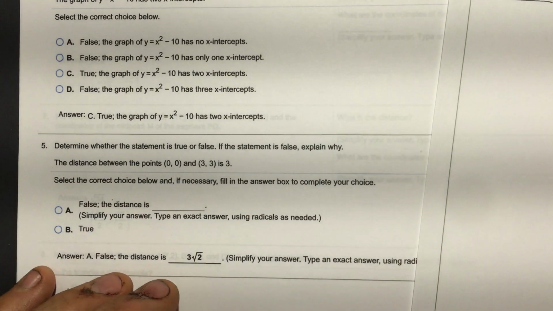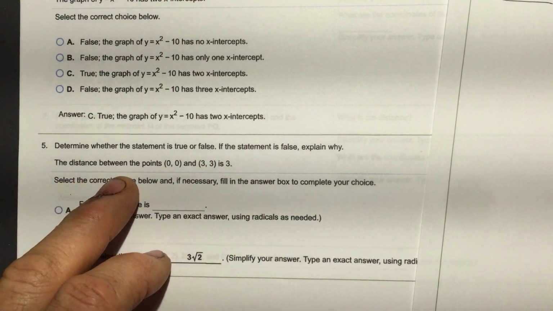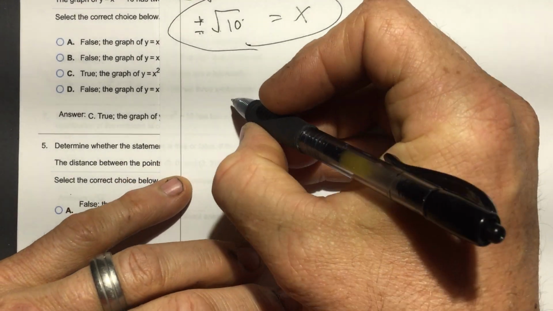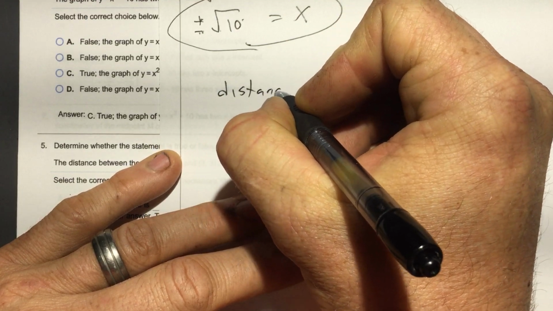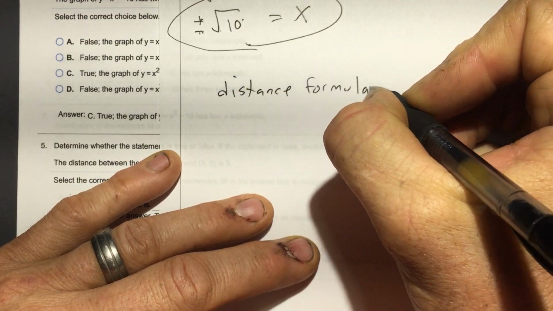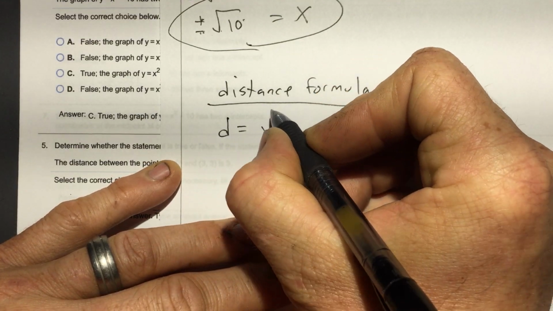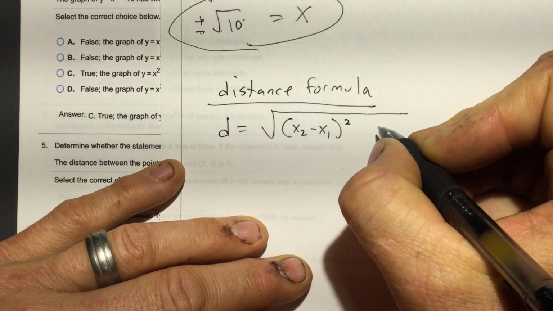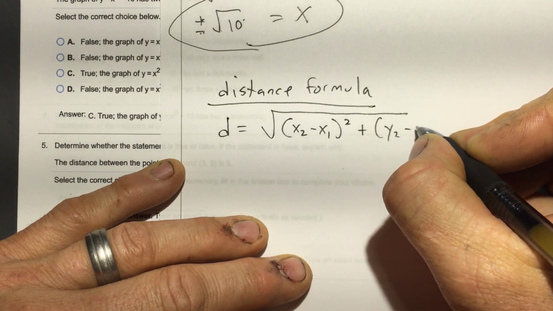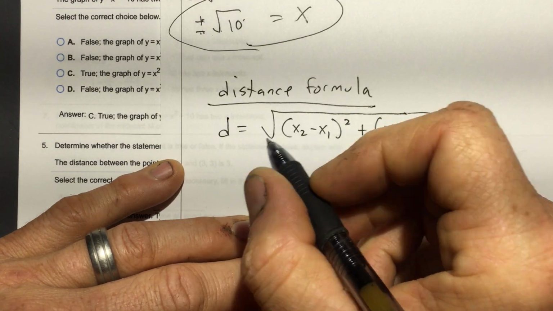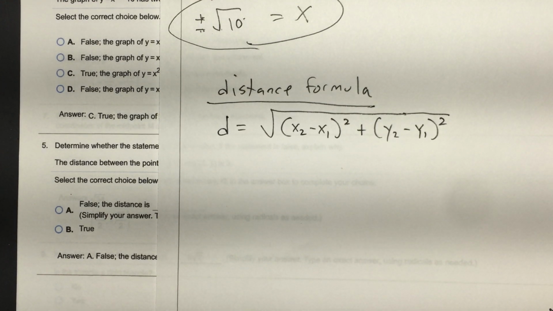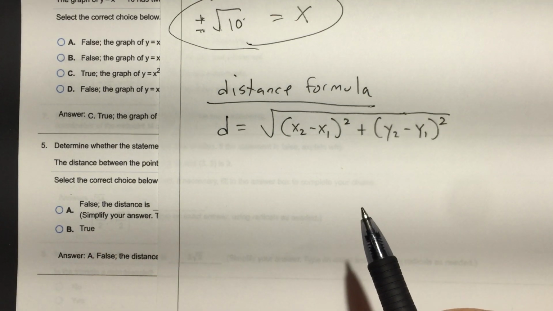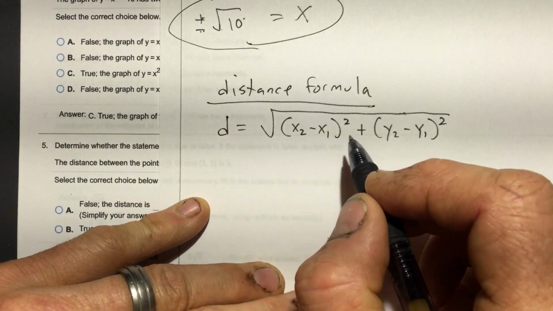What about number 5? Determine whether this is true or false. The distance between these points is 3. All right. Now, number 5 here, we got the distance formula. The distance formula is this right here: the square root of x2 minus x1 squared plus y2 minus y1 squared, and it's a square root of all that. Now I could take the time to explain what this formula means, but that might be counterproductive, so I won't do all that. But this is the distance formula.